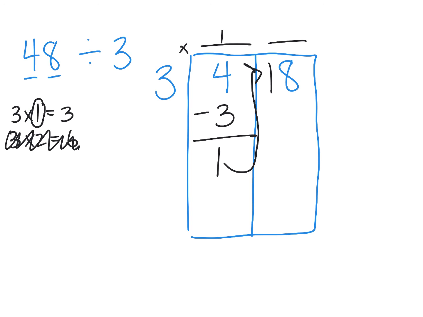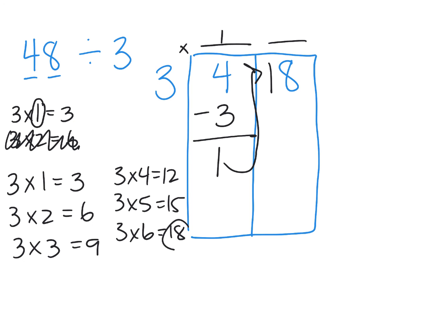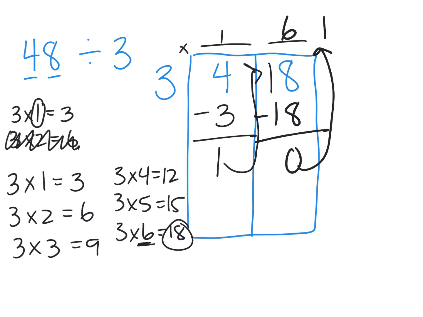3 times what can get me close to 18 without going over? Well, 3 times 1 is 3. 3 times 2 is 6. 3 times 3 is 9. 3 times 4 is 12. 3 times 5 is 15. And 3 times 6 is 18. Oh, perfect. It works perfectly. I'm going to take that 6, put it above the 18, and then I'm going to take away 18. 18 minus 18 is 0. I have a remainder of 0.